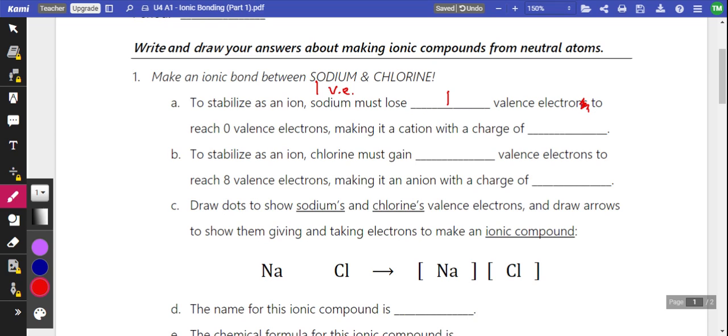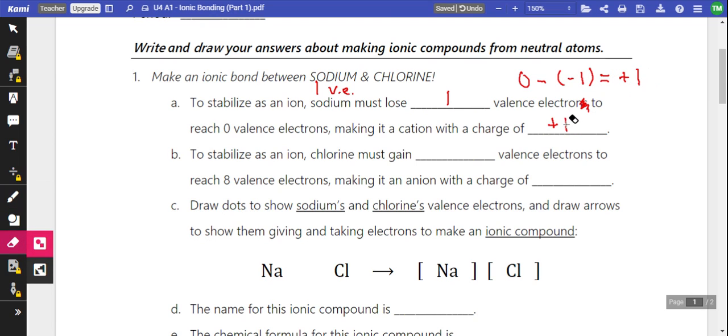All right. If sodium loses 1 valence electron, that should give it a charge of +1. Since each electron is negatively charged, 0 minus -1 from that 1 electron it lost would equal a +1 charge.